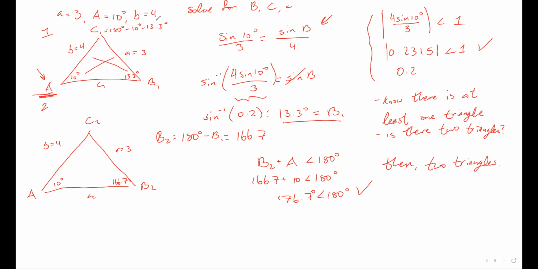All right, so let's compute that. 180 minus 10 minus 13.3 is 156.7. Okay, so that's C1. Perhaps I'll change colors just to make things a bit more distinguished.